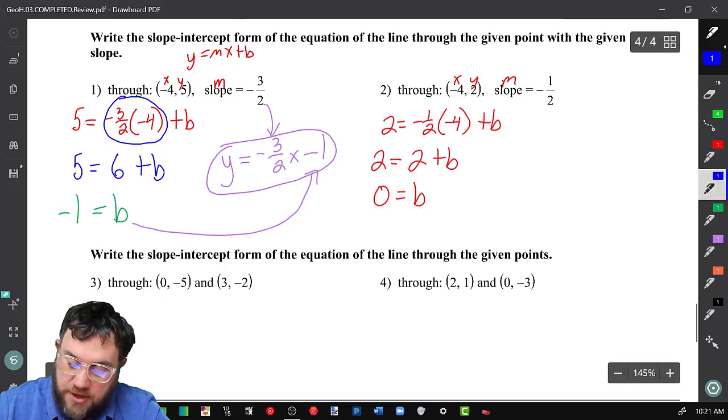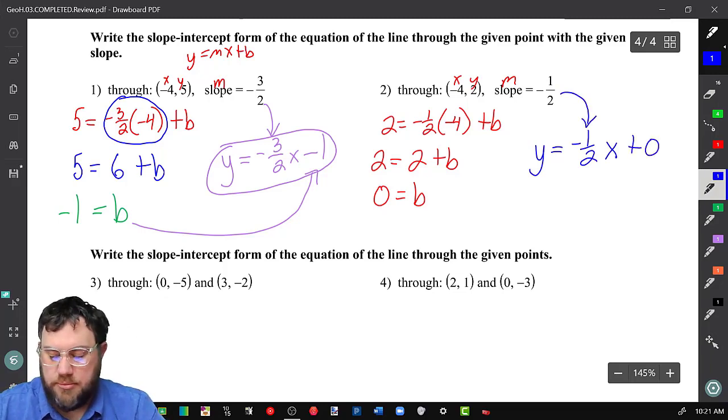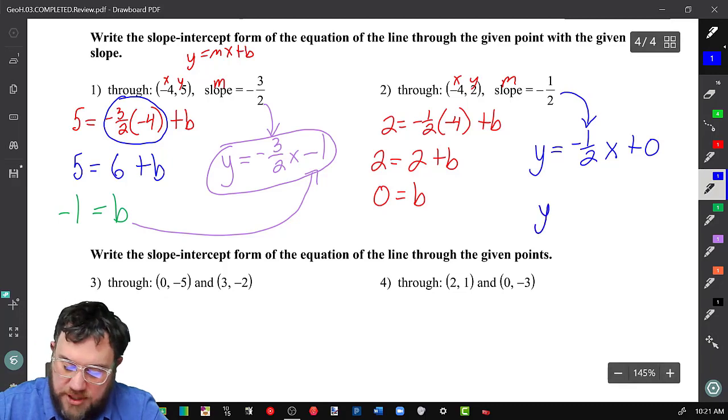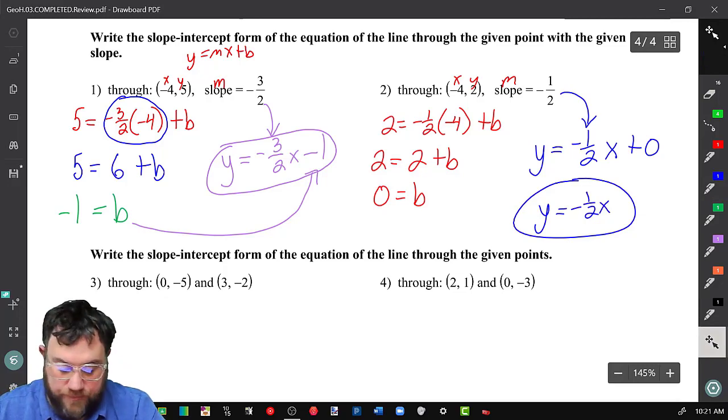So when we go to write this, we have y equals negative 1/2 x plus 0. But we usually don't write plus 0, so y equals negative 1/2 x is all we would need to write there.